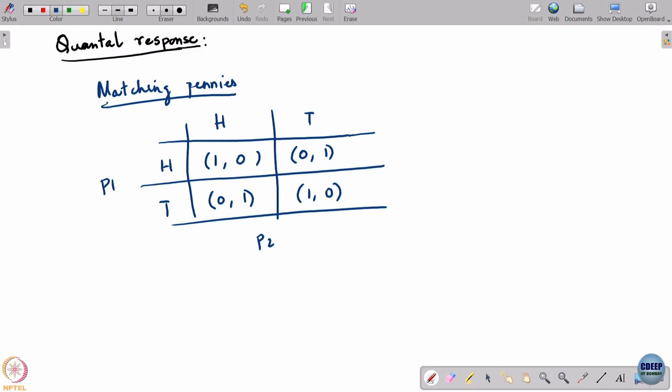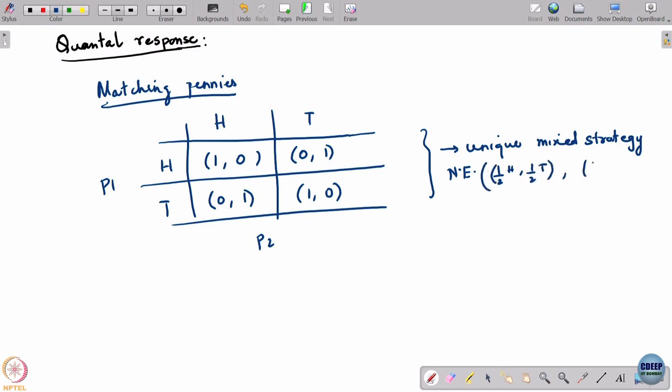Now, there is no pure strategy Nash equilibrium, but there is a mixed strategy Nash equilibrium, and in fact there is a unique one. There is exactly one mixed strategy Nash equilibrium, and what do you think that would be? Yeah, because of the symmetry of the problem, each plays heads or tails with probability half. This is the Nash equilibrium.